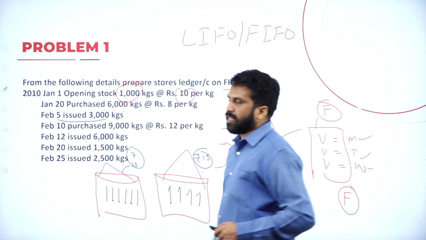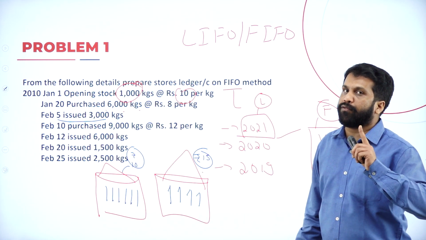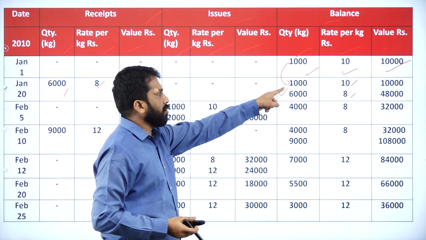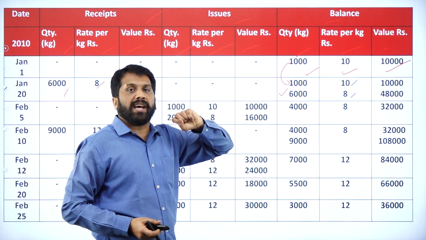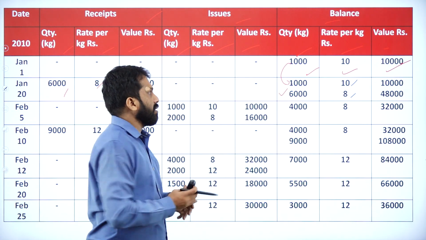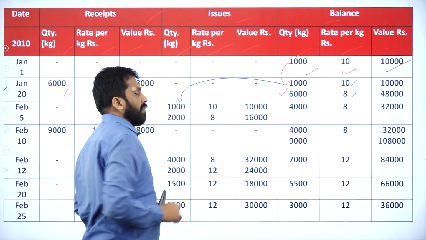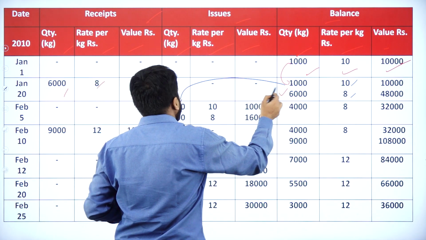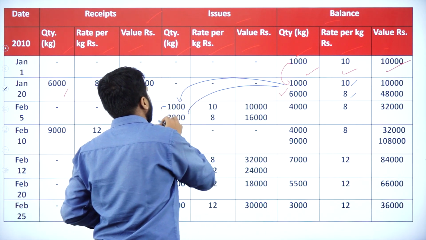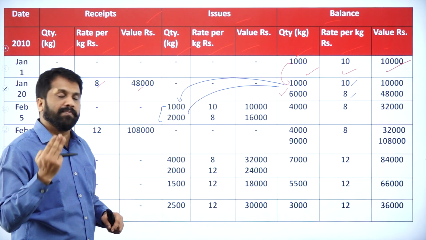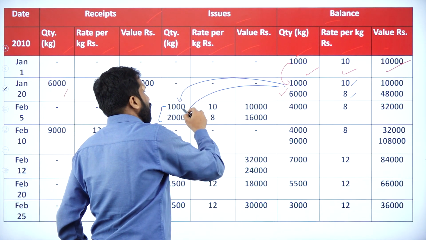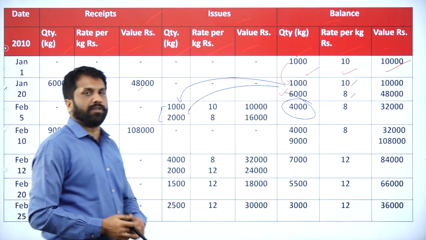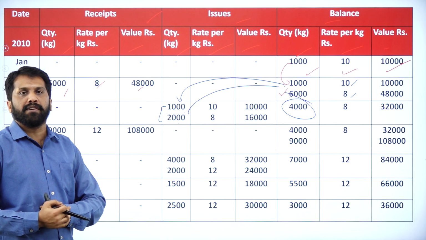Next, on the fifth, issued 3,000. Which method are you doing? FIFO method. You have two boxes, box 1 and box 2. Which box can you use? First box. How much do you have to sell or issue? 3,000. Take 1,000 out of 3,000. What is the balance? 2,000. So take another 2,000. 2 plus 1 is 3,000. Clear? Now, the 1,000 you have used completely. Out of 6,000, you have used 2,000. The balance will be 4,000. Clear? This is your FIFO method.